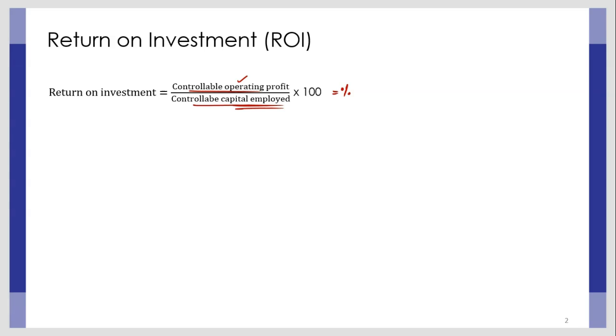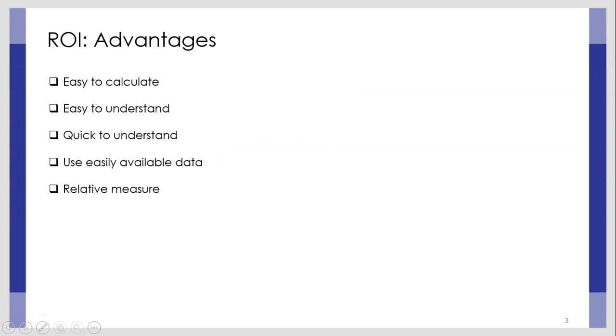Right? For example, if I say that my operating profit is 400,000 and my capital employed is 1 million, times by 100, it means that my return on investment is 40%. Right? So this is the basic understanding of this ratio. Now I would like to talk about certain advantages of this ratio.